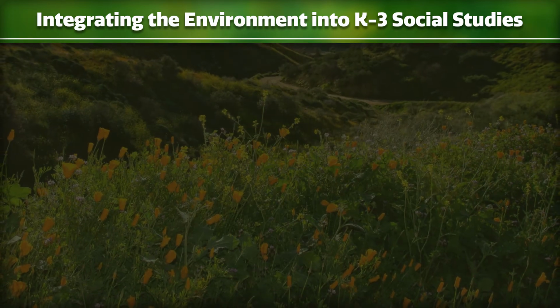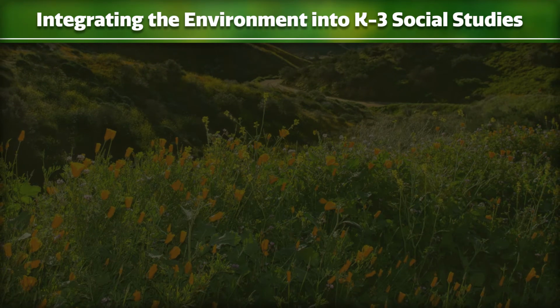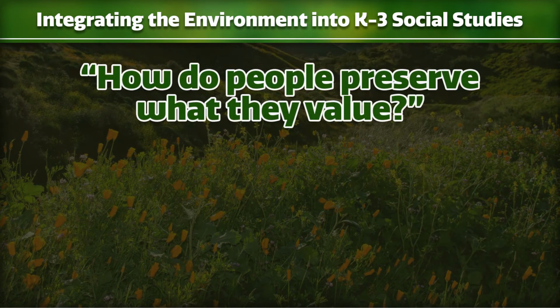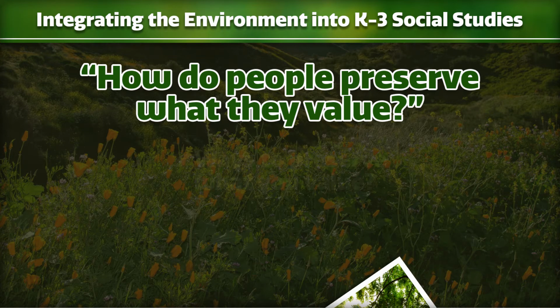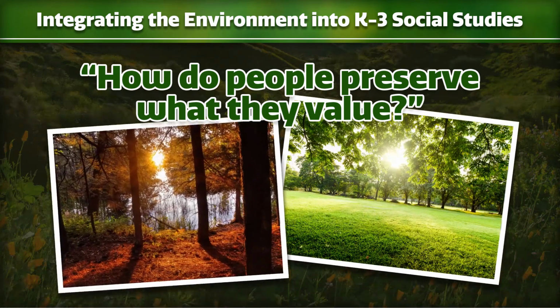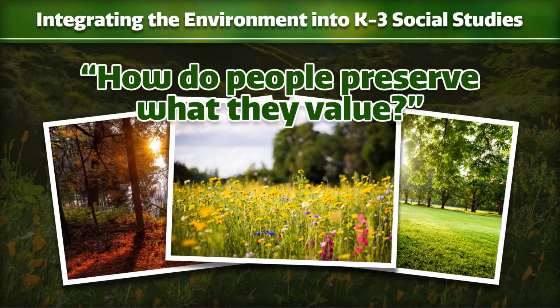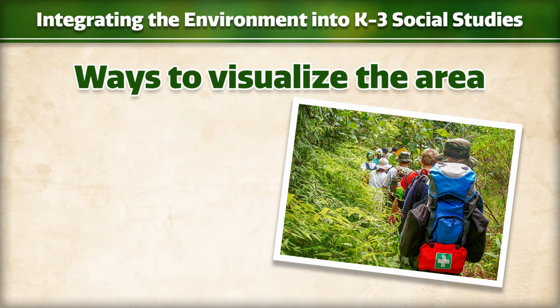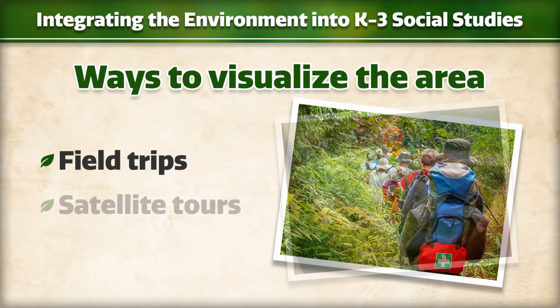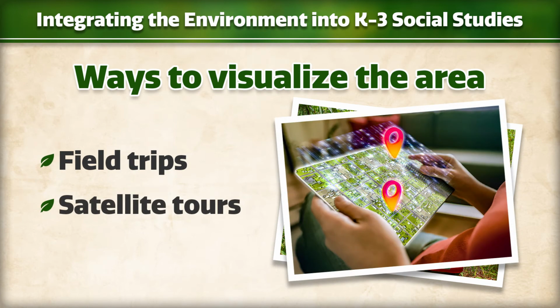In this lesson, you can start by prompting your students with the compelling question, how do people preserve what they value? As a whole class, have your students brainstorm a list of ways people preserve what they value. From there, you can introduce students to a local park, nature preserve, or open space and provide students with a brief overview. There are a number of ways to help students visualize the area being studied, from a field trip to a satellite tour on a mapping program.